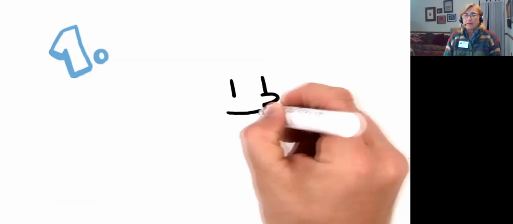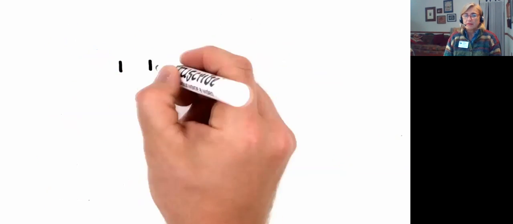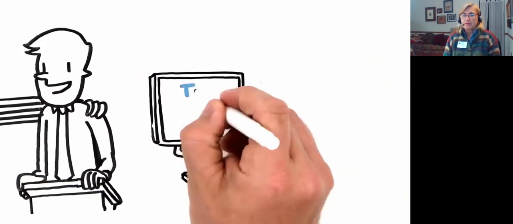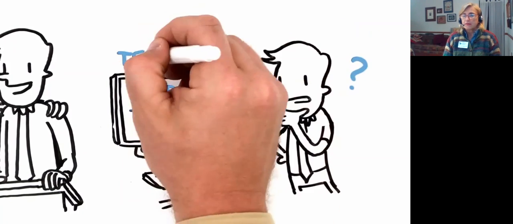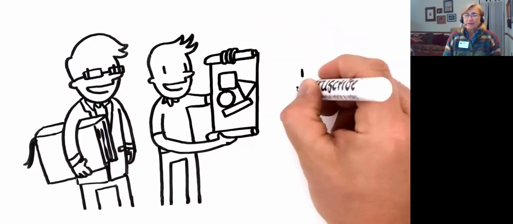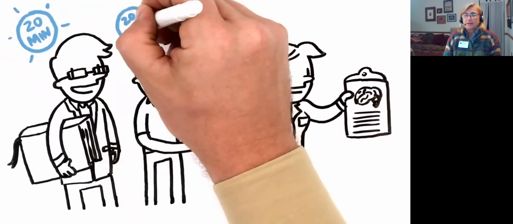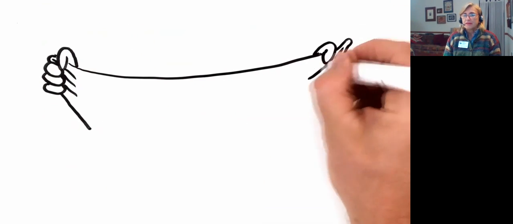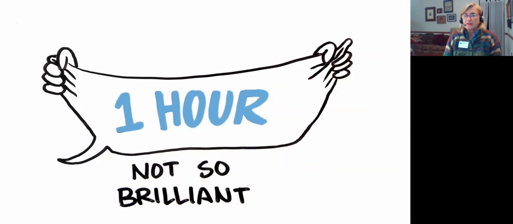Number 1, people learn best in 20-minute chunks. When I'm coaching and mentoring people on presentations, I tell them to go watch TED Talks. If you aren't familiar with TED Talks, you should check it out at TED.com. These are short talks by accomplished people in their fields. And interestingly, most TED Talks are 20 minutes long. I think that's one reason they're so effective. These same presentations stretched out to an hour might not be so brilliant.